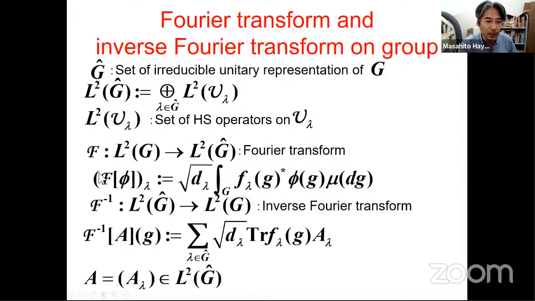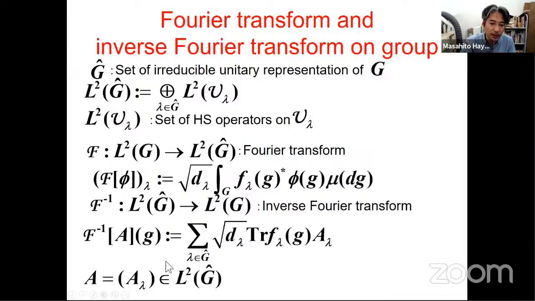So this one describes the matrix on the irreducible space lambda. We define this one for each lambda. This is a Fourier transform, but we have an inverse map of this one. The inverse is defined by this one. So of course, the product of both becomes identity.